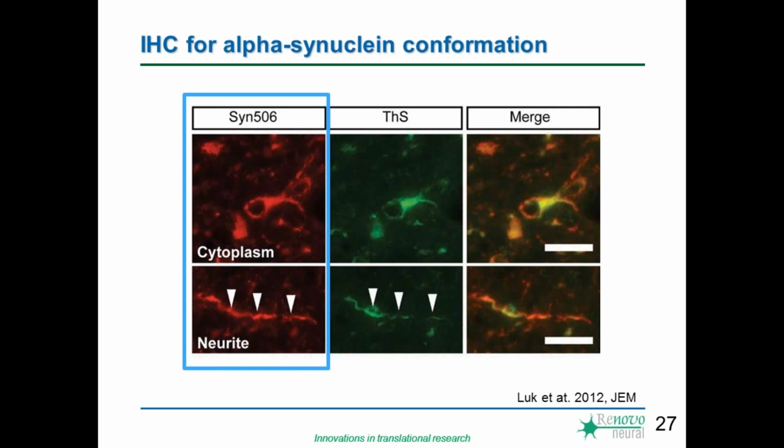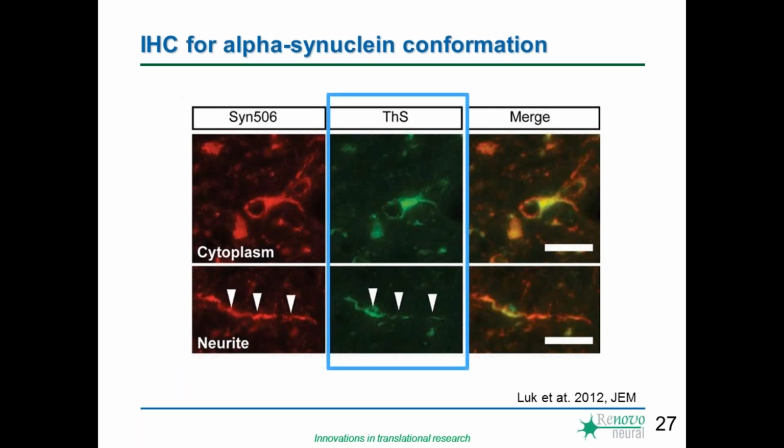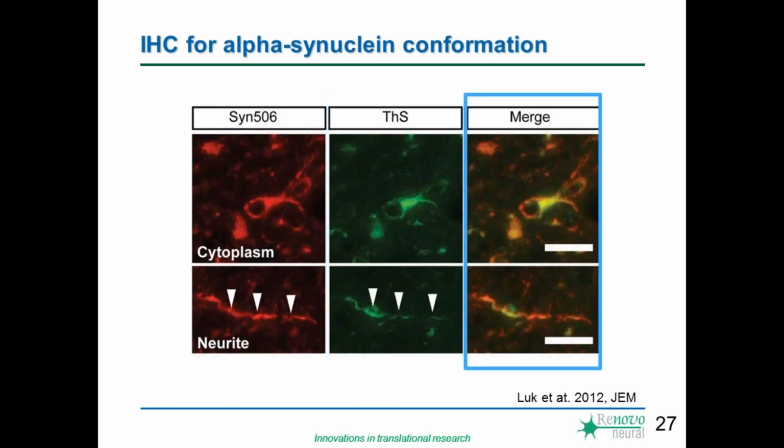Here, for example, stained in red, we see alpha-synuclein. It accumulates in the cytoplasm and neurites of neurons of a mouse injected with alpha-synuclein preformed fibrils. Thioflavin counterstain in green is the marker of beta sheets seen in Lewy bodies in PD patients. And it colocalizes with the alpha-synuclein staining here, indicating that alpha-synuclein forms amyloid fibrils.